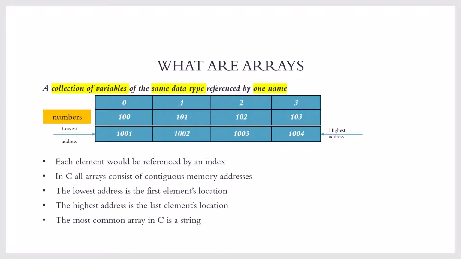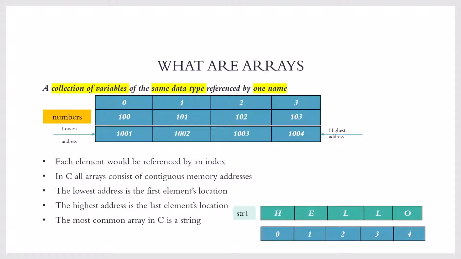The most common array in C is a string. And so we could have something like this, with each character occupying one memory space or one memory address. And of course, to access each of these characters separately, again, we would use an index. And so we would have str1[0] representing H, str1[1] representing E, and so on and so forth.